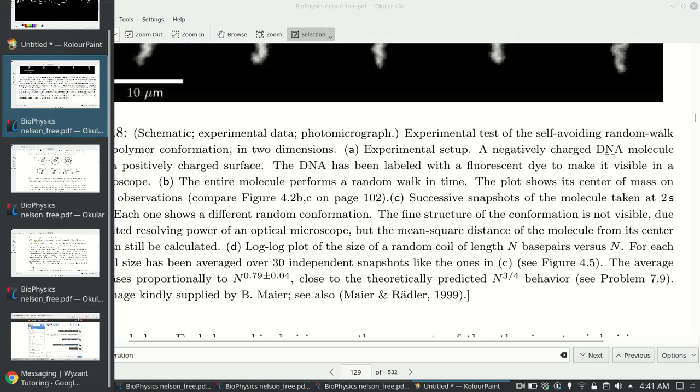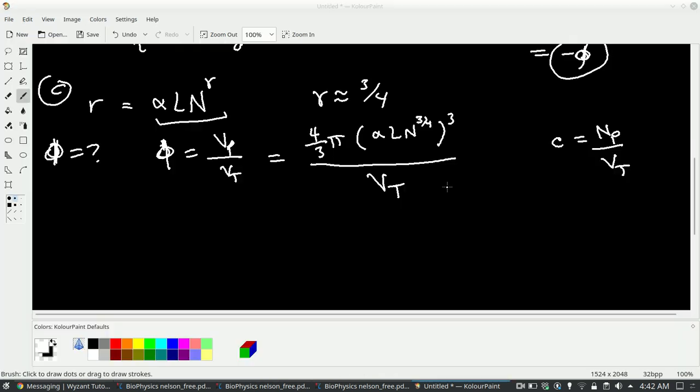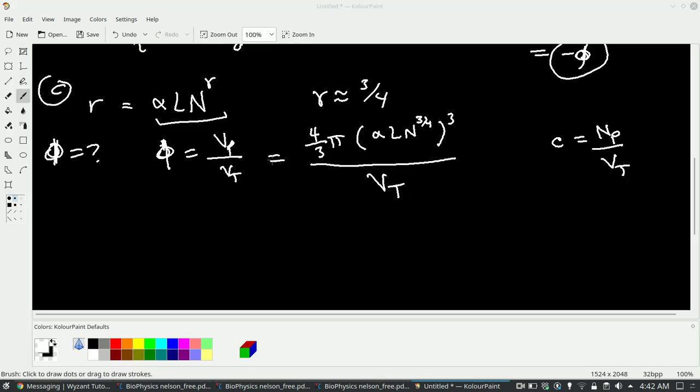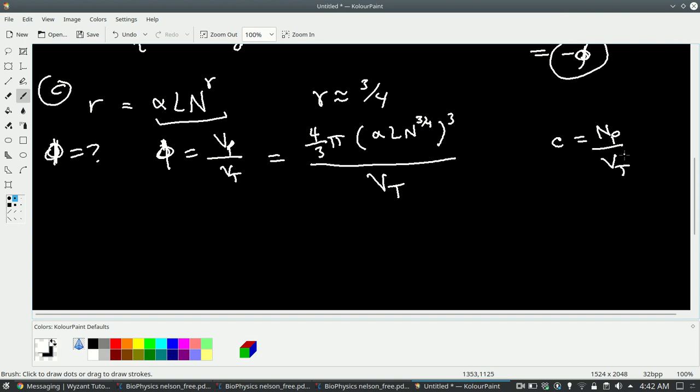And how do I know that? Well, it says in the problem here, right here, the letter C, such spheres per volume. So we're talking about C polymer spheres per volume. So C is the number of polymers per volume. What I want to multiply here is the number of polymers, so the number of polymers is equal to C times Vt. Instead of the number of polymers, I can substitute C times Vt in there.